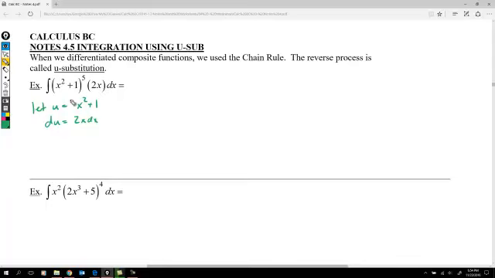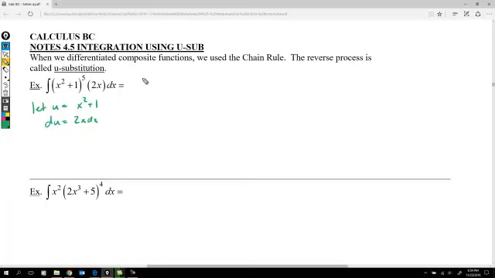Another thing I look for is u to be kind of inside the function. So I want something to be happening to u. I want it to be the more complicated option, right? So I have x squared plus 1 inside of the fifth power. So I'm going to let that be u. Those are the things that I typically look for. Now I can make my substitution.